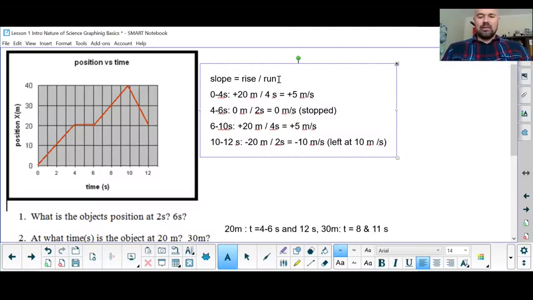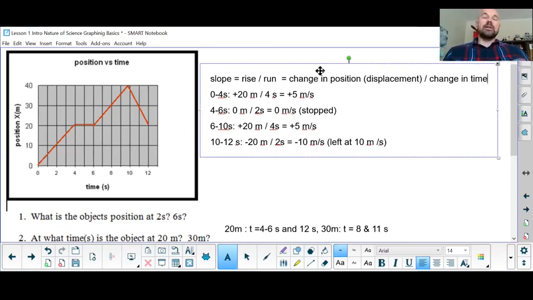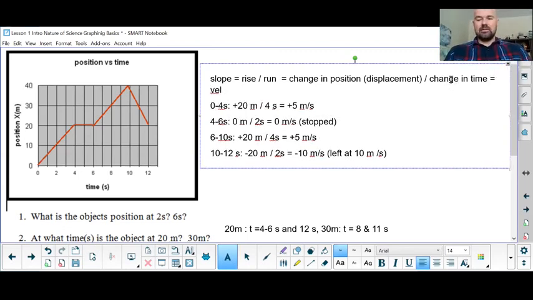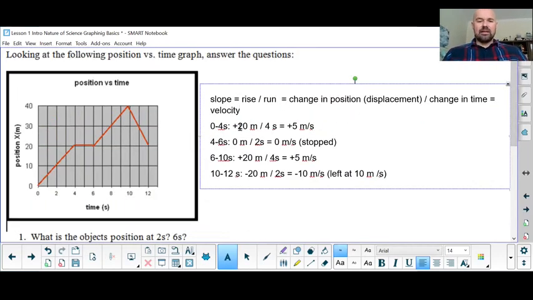So if you look at this, the slope is the change in position, which we just got done talking about, and we called that displacement, divided by the change in time. So if you take the change in position, which is the displacement, divided by the change in time, you get the velocity. So that is our first working through a graph and understanding what's going on there. Now, I think that's all the questions I had. So again, you're dividing the displacement by the time.